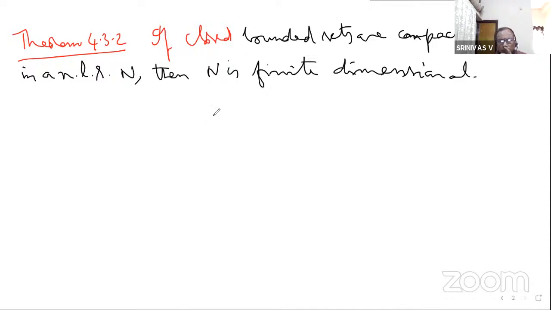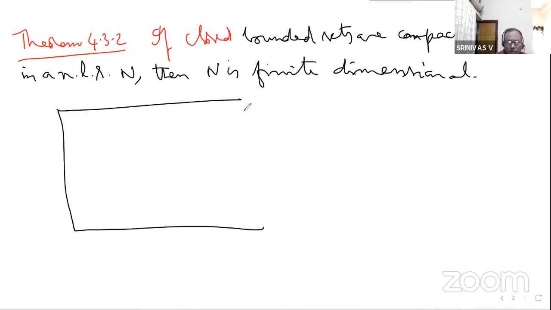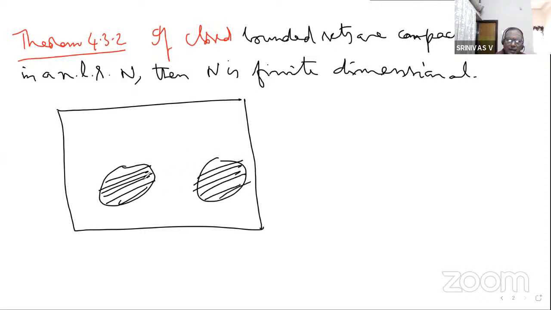So what this theorem says is, you take a normed linear space, and if you have this assumption that sets which are closed and bounded are compact, and if this is true for every closed and bounded subset of N, then this assumption makes N finite dimensional. This is the assumption, this is the conclusion.